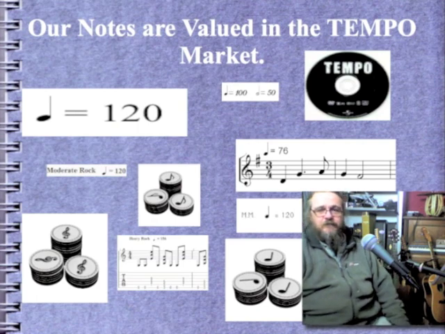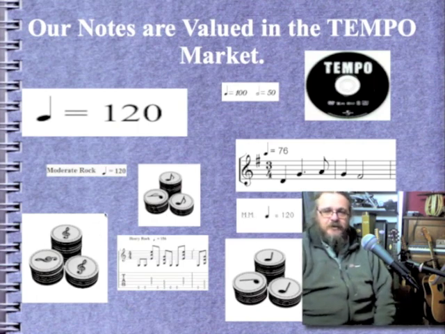So think of them as your currency. In your time signature is set out with the exchange rate in the metronome mark, usually at the top of the piece of music, or with some Italian name like Allegro for fast. 156 beats per minute is pretty fast. A quarter note is 156 beats a minute.